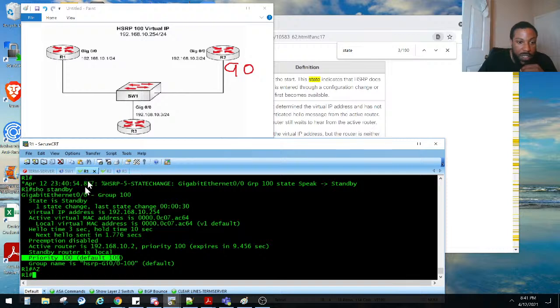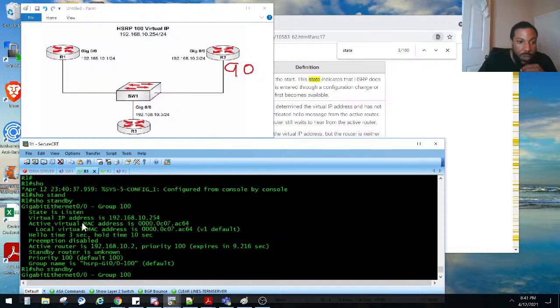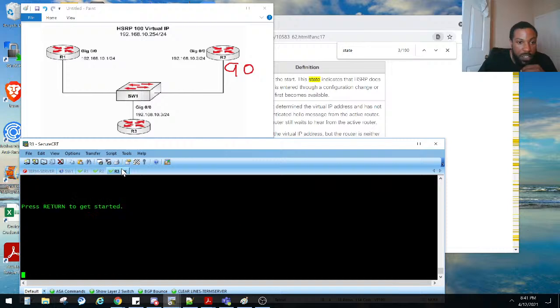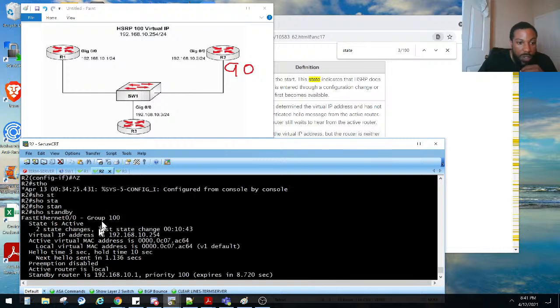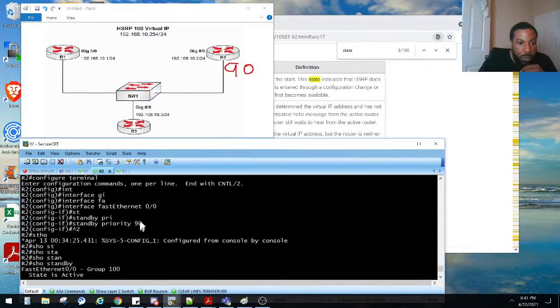Oh, I probably did it on... Wasn't supposed to do it on that group. Oh, Fat Finger Squad in the building. You know what? Router 1 was not supposed to have... Yeah, he did. So router 2. Don't touch router 3. We're not touching router 3, right? So group 100. Did I not change it? Priority 90. Interesting.